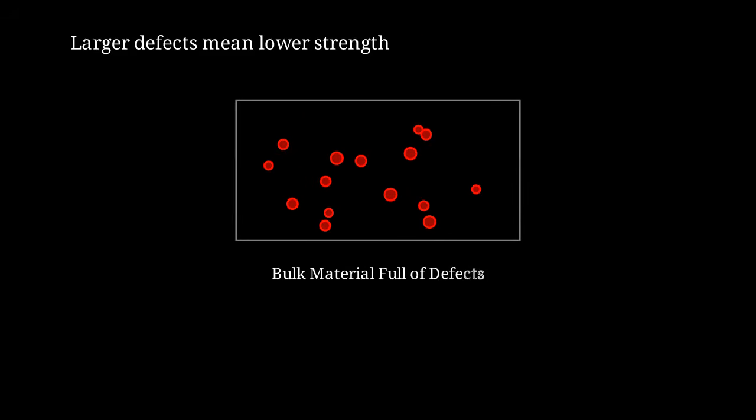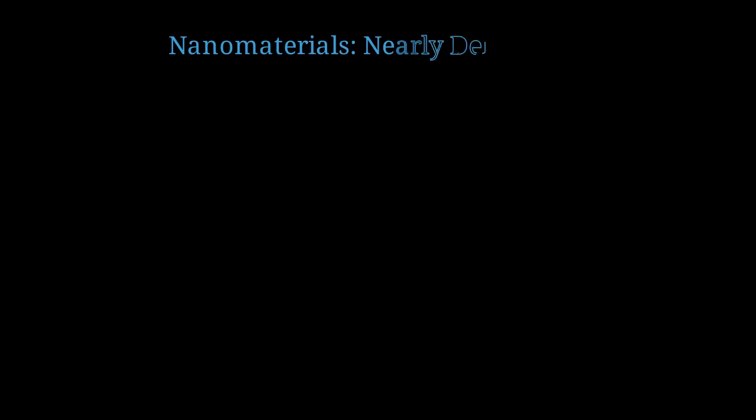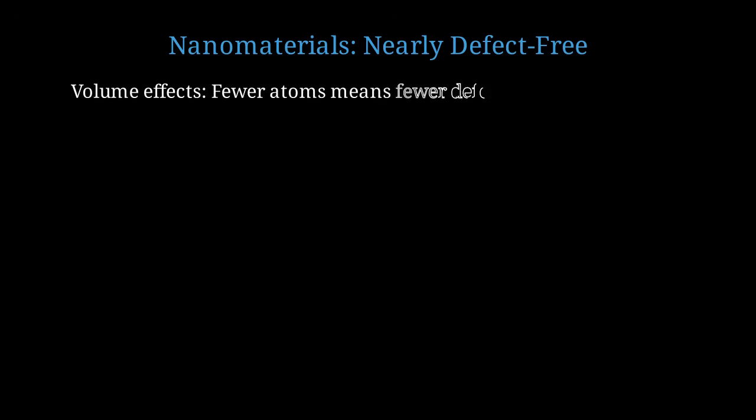Picture a bulk material riddled with defects, voids, cracks, dislocations. Each one is a potential failure point that concentrates stress. Now consider a nanomaterial. At dimensions below 100 nanometers, there is simply no room for large defects. The probability of a defect scales with volume. A nanotube with a diameter of 2 nanometers contains perhaps 10,000 atoms. A bulk wire contains trillions.